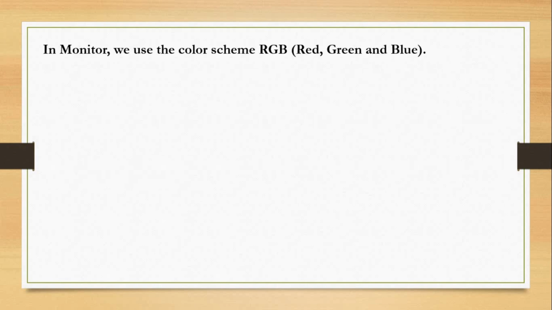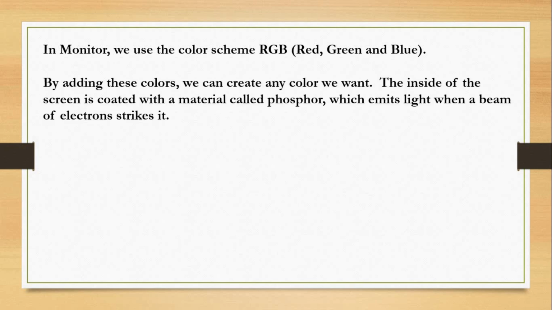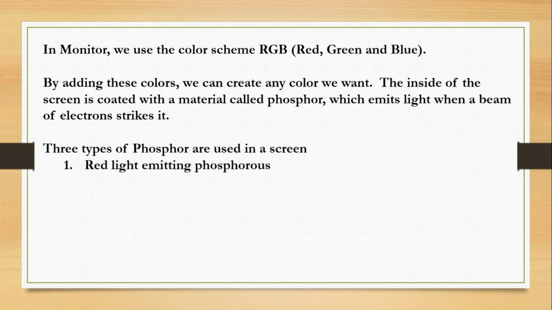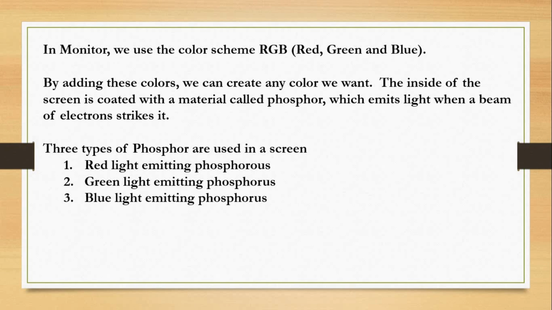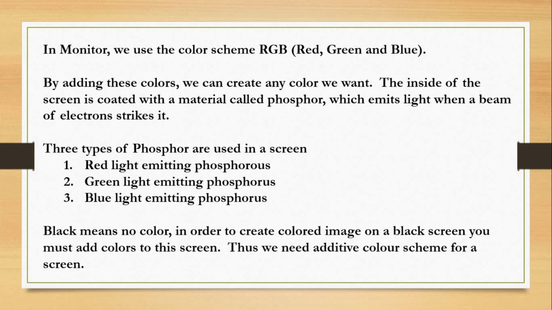In monitor, we use the color scheme RGB. By adding these colors, we can create any color we want. The inside of the screen is actually coated with material called phosphor, which emits light when a beam of electrons strike it. There are three types of phosphor that is used in the screen: red light emitting phosphor, green light emitting phosphor, and blue light emitting phosphor.